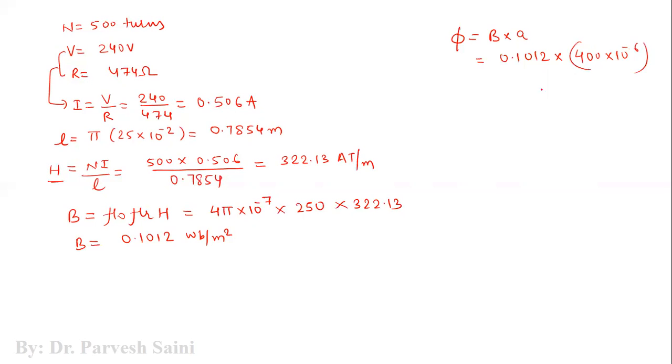right? So on solving this equation, we have obtained the value of flux is equal to 40.48 into 10 raised to the power minus 6 Webers, because flux is always measured in Webers. So this is the answer for this particular numerical, right?